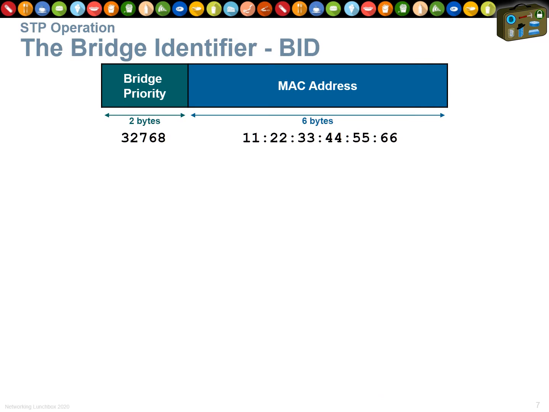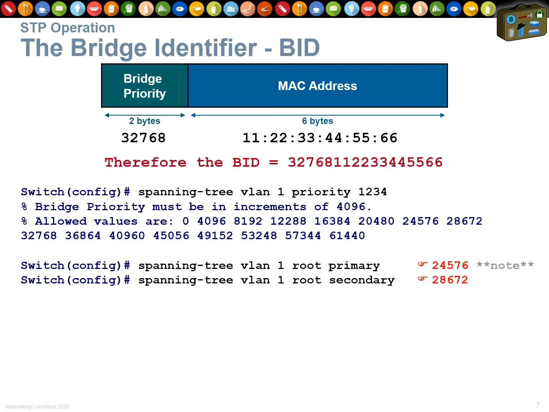So let's do a little quick quiz to make sure we're all on the same page. If we've got a bridge priority of 32,768 and the MAC address of 112223344556, therefore that is our BID: 32768 1122 2334 4556. That's the bridge identifier. Now, the way we set the priority is pretty straightforward. Spanning tree, VLAN, and then the number of the VLAN, priority, and then a value.